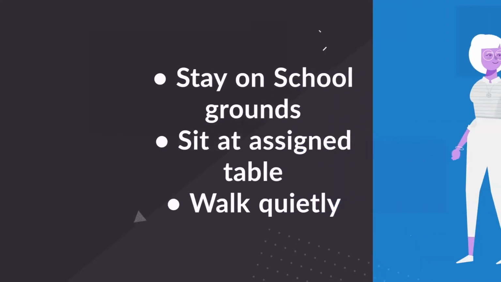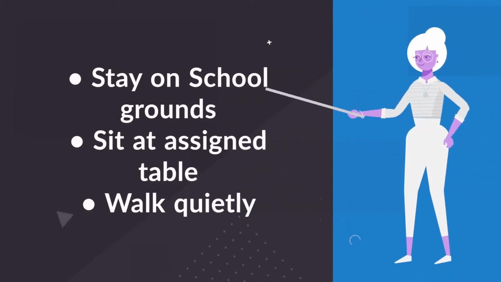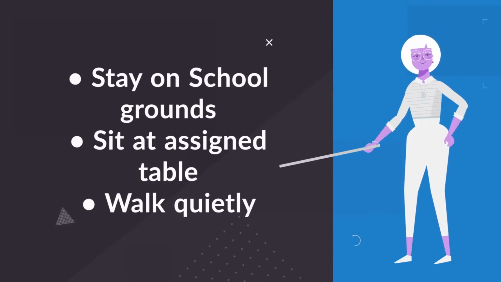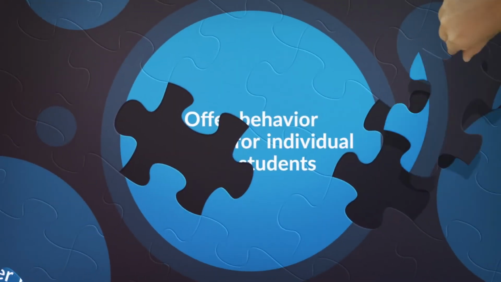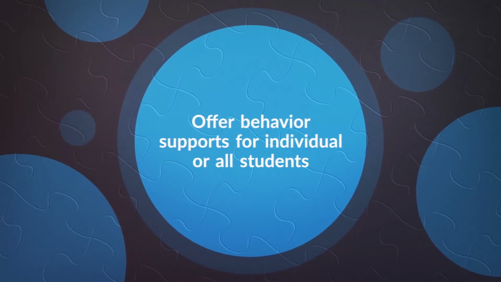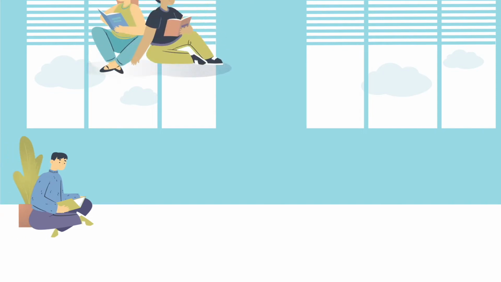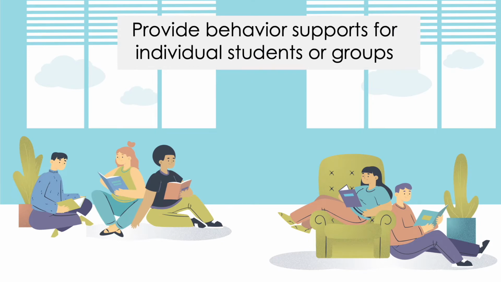Ensuring that students stay on school grounds during recess, sit at their assigned table during lunch, or walk quietly in the hallway are all part of the responsibilities that a paraeducator may provide. Paraeducators are often expected to provide behavior supports, such as reinforcing expectations outlined by the supervising educator. These behavior supports may be general rules for all students or more specific expectations for an individual student.